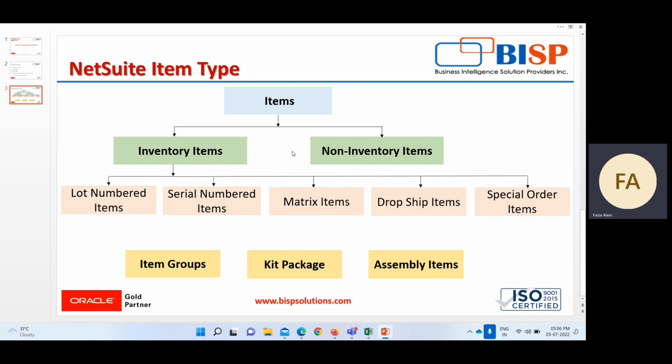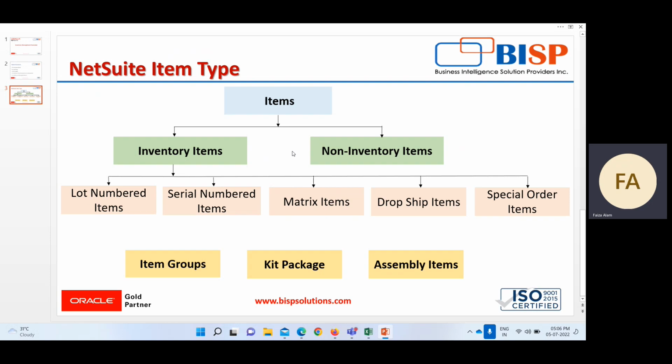If we talk about lot numbered items, they track the quantity of items by assigning a specific number to the goods. Here a specific number is provided to a group or quantity of items, so that it can be easily identified while using it on orders. This is about lot numbered items. Now let's talk about the other category, that is serial numbered items.